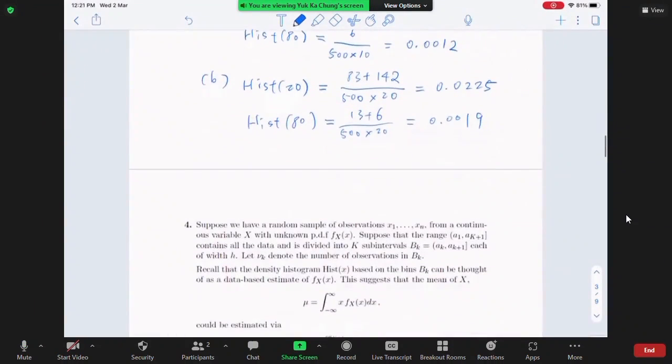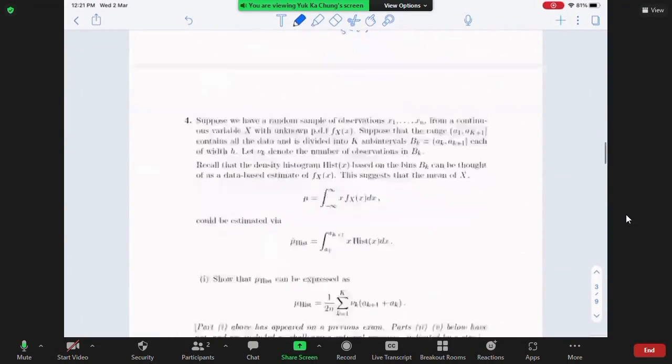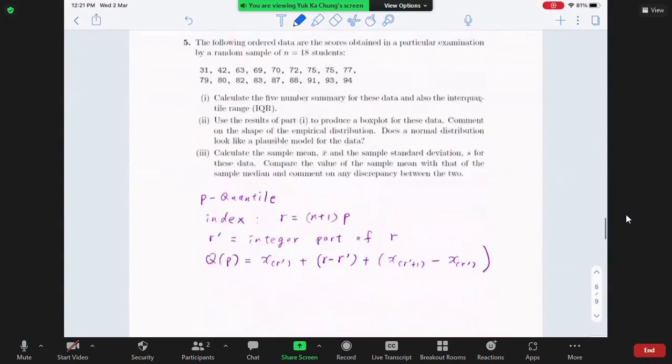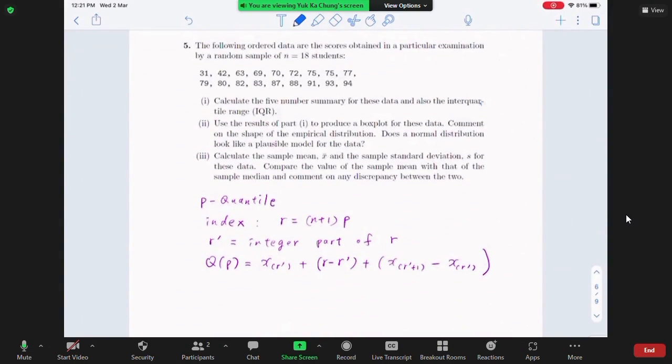Any question? Now, besides the histogram, I would also like you to understand how we compute the quantile. So let's move on to question number 5. About the calculation of the 5-number summary, essentially you need to compute the quantile. Now this is how we compute the P quantile. The P quantile is a cutoff in the data set. It provides you a cutoff, and you know that about P of the data fall below this cutoff. That's the idea of the P quantile.